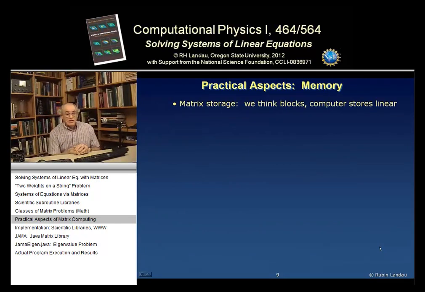Okay, so let's look at slide 9. Slide 9 has more practical aspects dealing with memory and matrices.